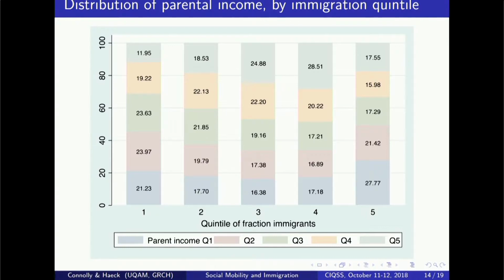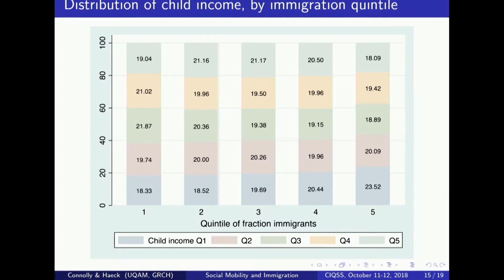But I look very different when I look at the area where there are most immigrants. When I look at this last bar, I can see that almost 28% of parents in the areas where there are more immigrants are themselves at the bottom of the income distribution. Okay, so there are more poor parents in the more immigrant areas.